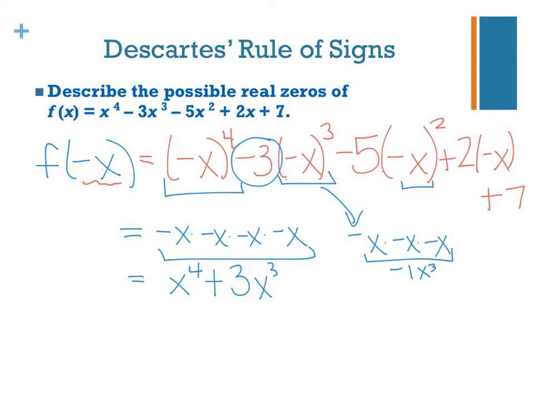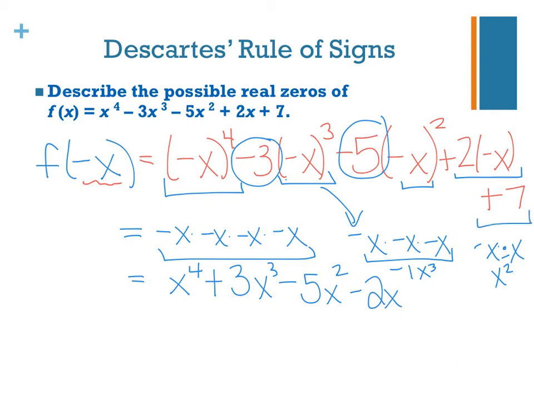And if I have negative x squared, that's negative x times negative x, which gives me positive x squared. And then again, I'm going to multiply that by negative 5, so I get negative 5x squared. If I multiply 2 and negative x, that gives me negative 2x. And then obviously we just have the plus 7 on the end.